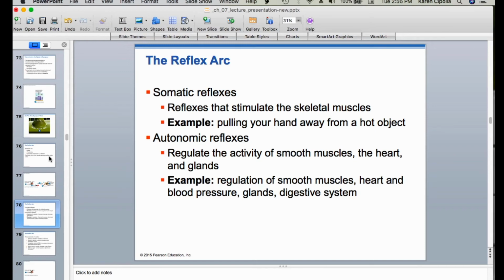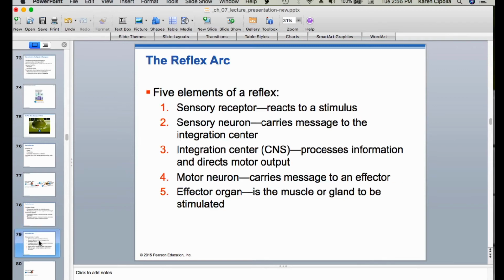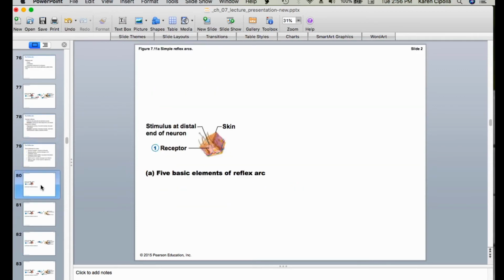Your autonomic reflexes are the reflexes that regulate the activity of your smooth muscles, your heart, and glands. So these are the reflexes that are in play when the big bad monster is chasing you down the road. There are 5 basic elements to a reflex.